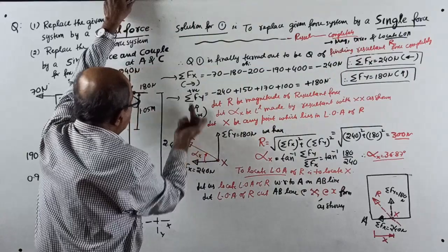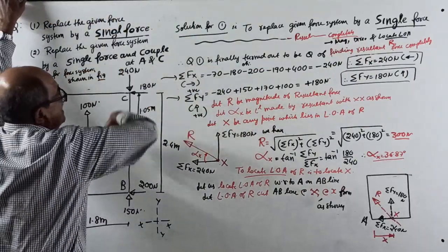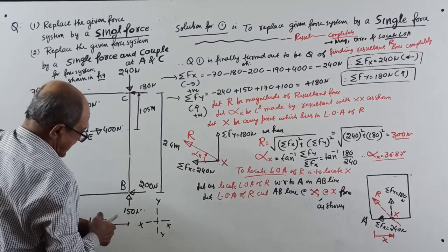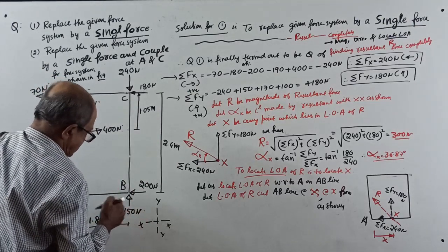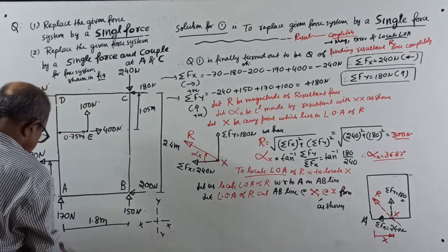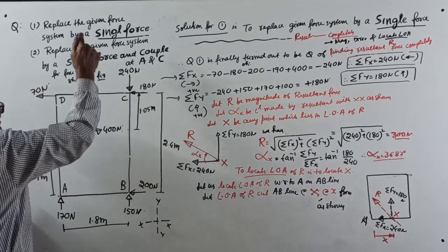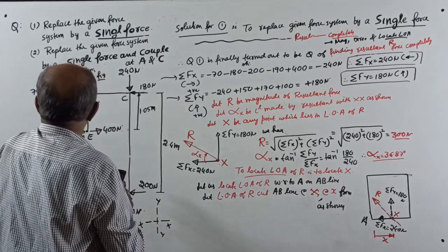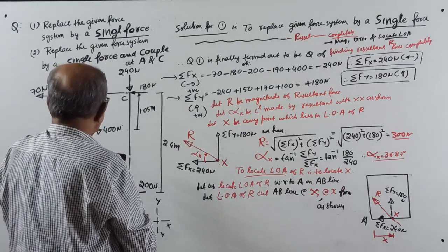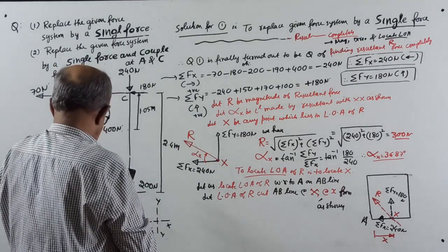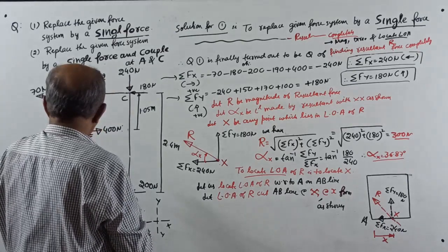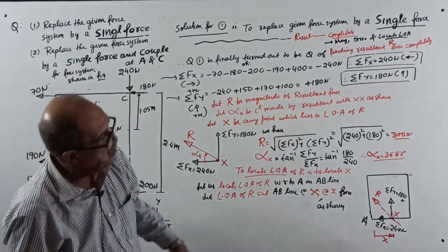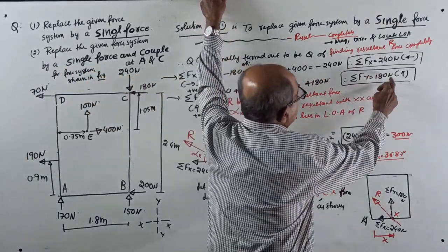Sigma Fy, you will take upward positive. Minus 240 plus 150 newton is partially gone there because my hand touched it. Plus 150 plus 170 plus 100. I think it is correct. I don't have to check it, no need of checking because I check the moment also. When I check the moment, if the answer is tallying, it has to tally. Plus 180, correct. Therefore, sigma Fy equals 180 newton upward.